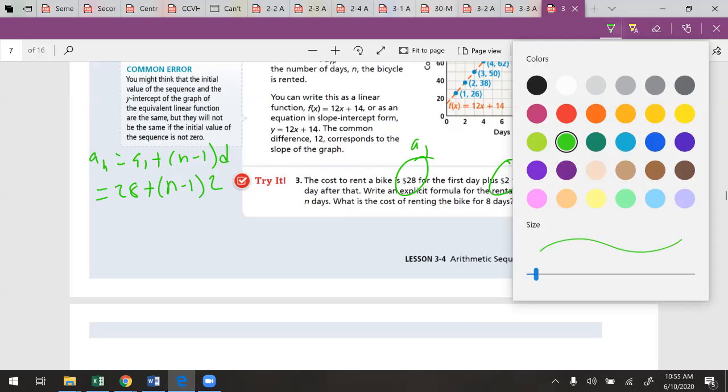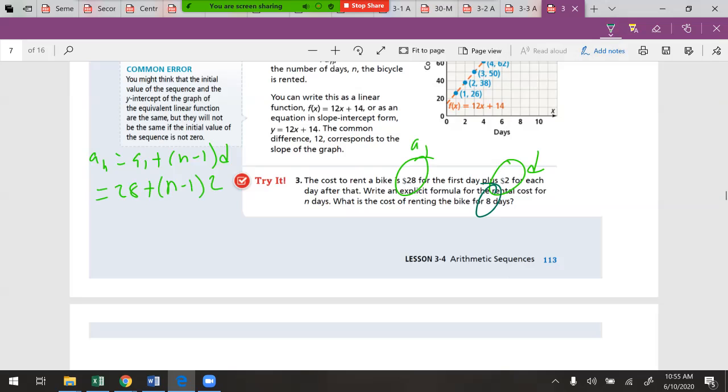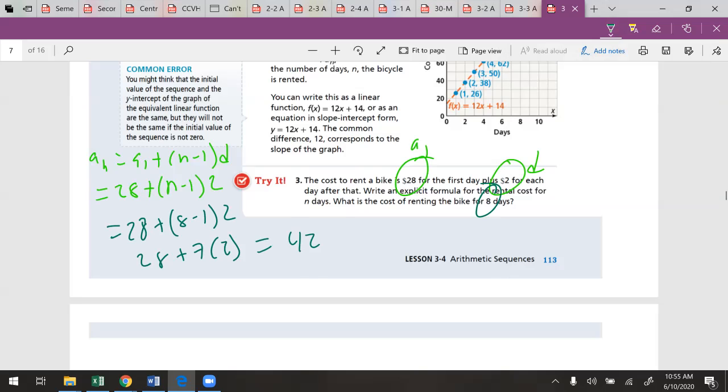That's it. And if we want to find how much it's going to cost after 8 days, just plug in 8 for n. So 28 plus 8 minus 1 times 2. 28 plus 7 times 2. 14 plus 28, that's going to be 42. So it's going to cost $42. That's it. All there is to it. Okay? Absorb it. Now we're moving on.